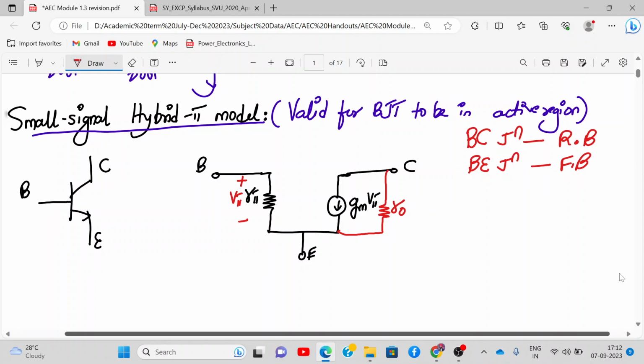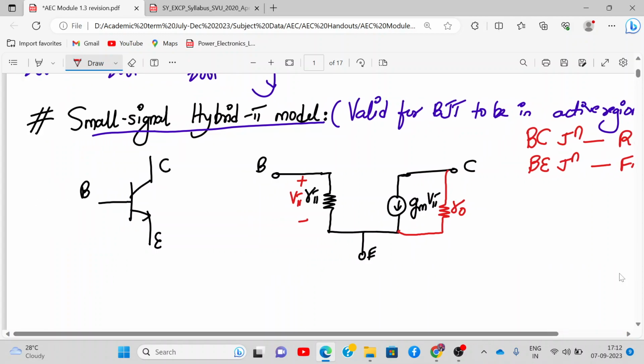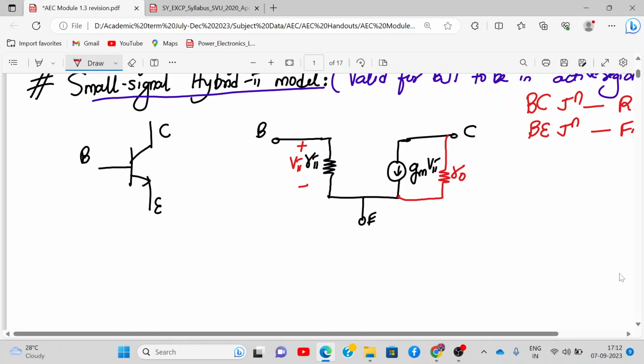All right. Now what do all these quantities represent? First of all, write down the formulas which will fetch you marks. So write down the formula for r_pi. r_pi is given by beta upon gm. Its unit is ohms.